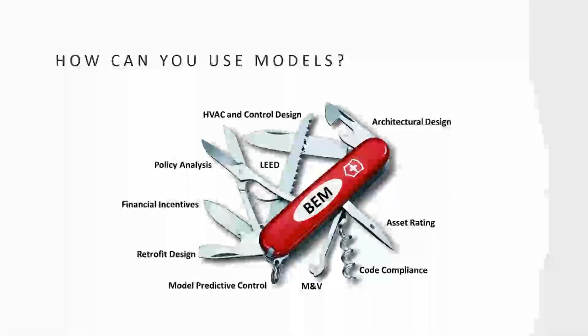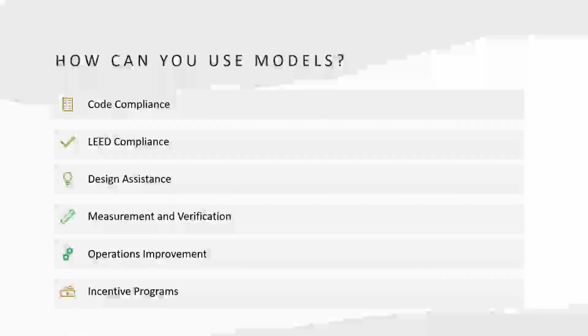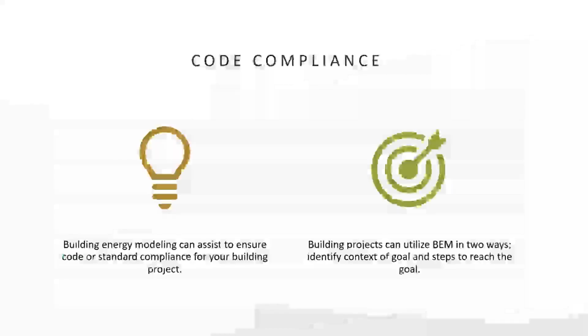So how can you use models? Like I said, BEM, building energy modeling, not to be confused with BIM, building information modeling. The two are heavily correlated though. It's kind of like a Swiss Army knife. Where you need it to be applied, it can be applied. So code compliance, LEED compliance, design assistance, measurement and verification, operations improvement, and incentive programs.